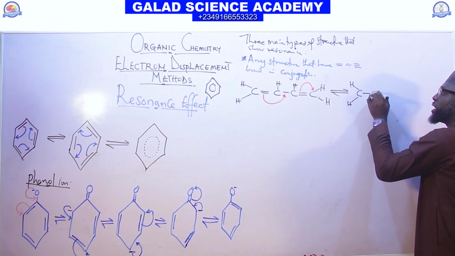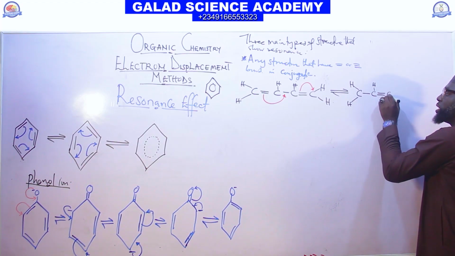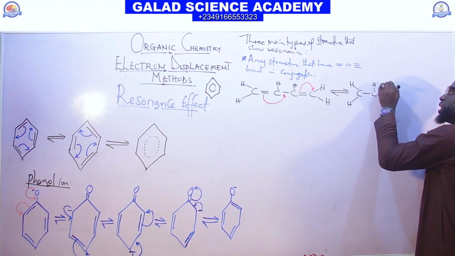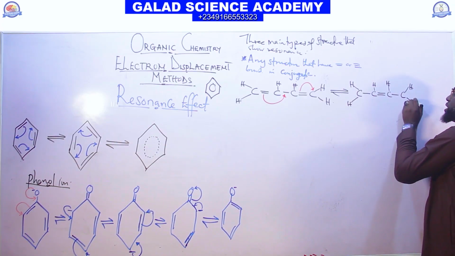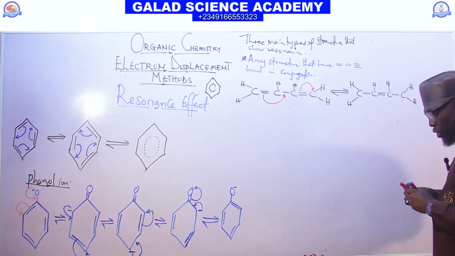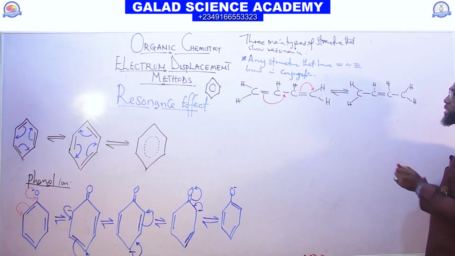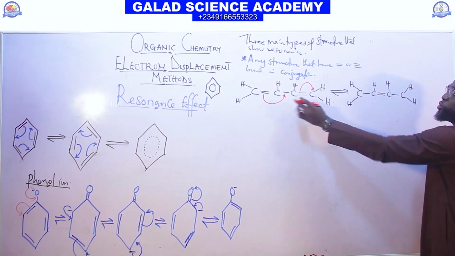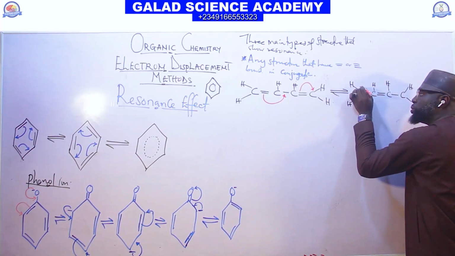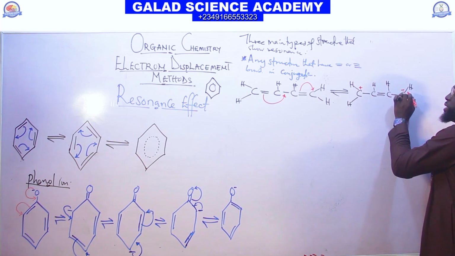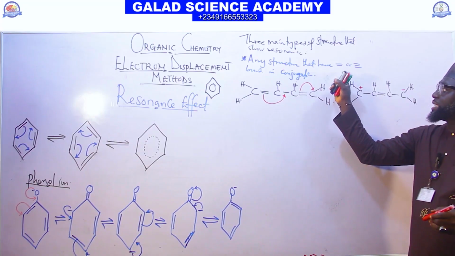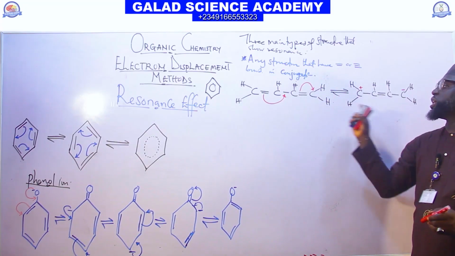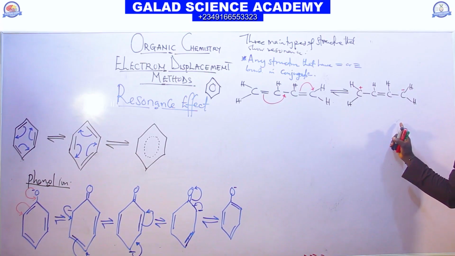We have a single bond here, and this bond here will become a double bond. Here we will have a single bond, and the carbon here is still like this. The carbon that lost the pi bond becomes positive, and the one that gained it becomes negative. So any compound that has double bonds or triple bonds in conjugation shows resonance. This is the resonance structure for this.